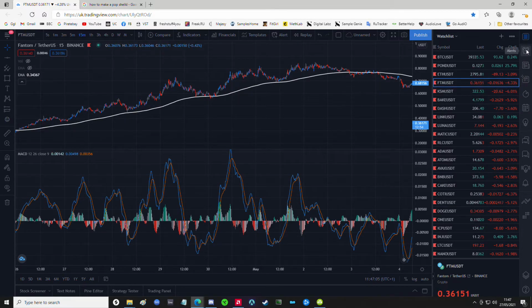You can actually set alerts for when the MACD crosses over the signal line. It gives you a little beep and tells you, I might want to place a trade. But yeah, try it out with small amounts of money and see how it works for you.